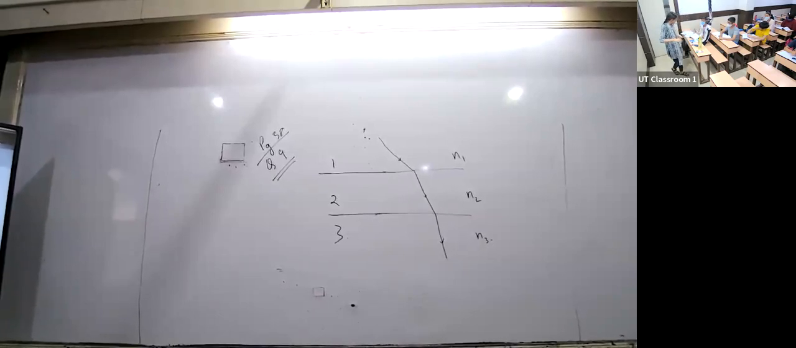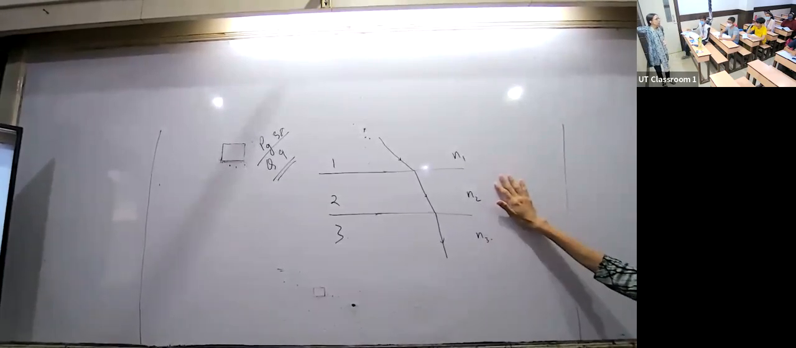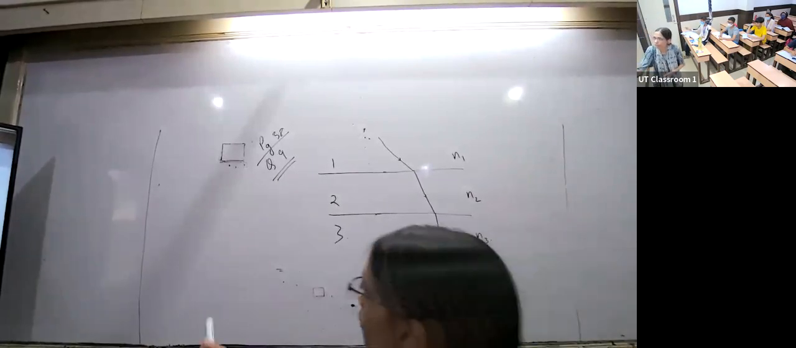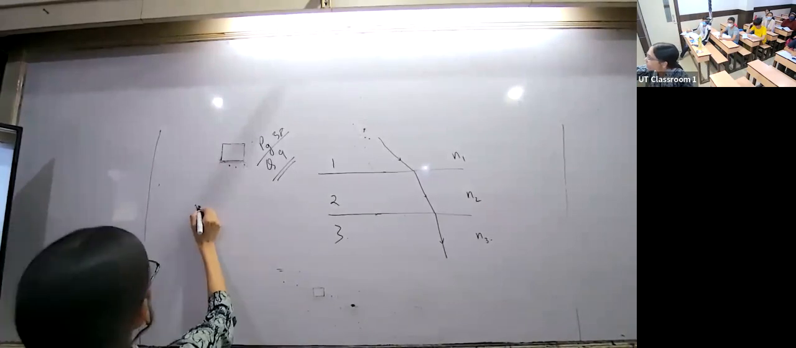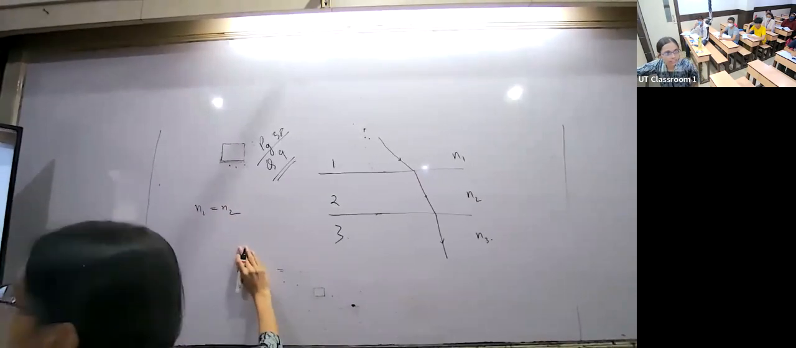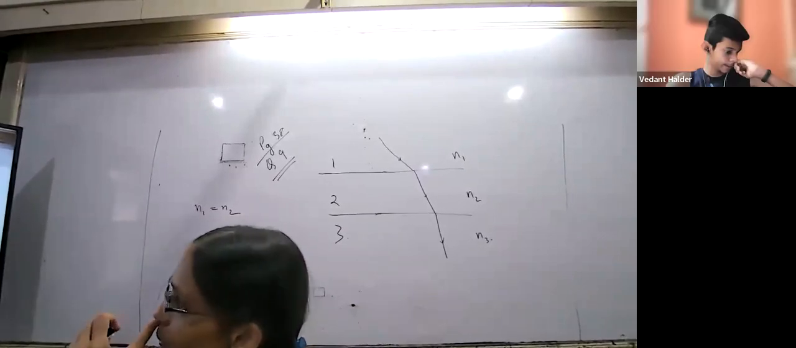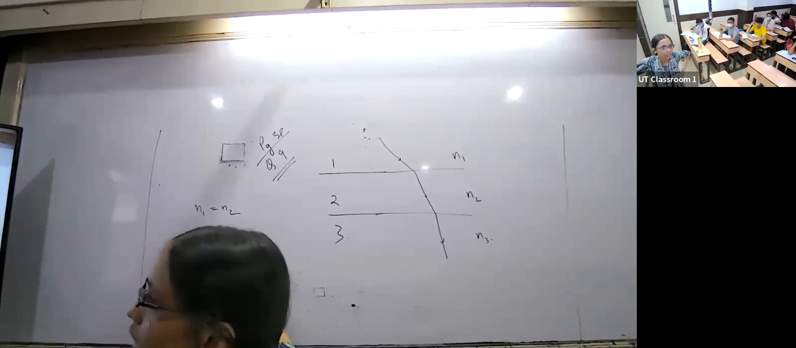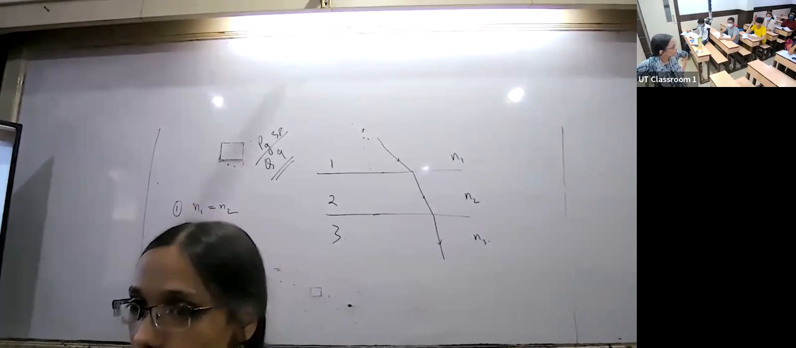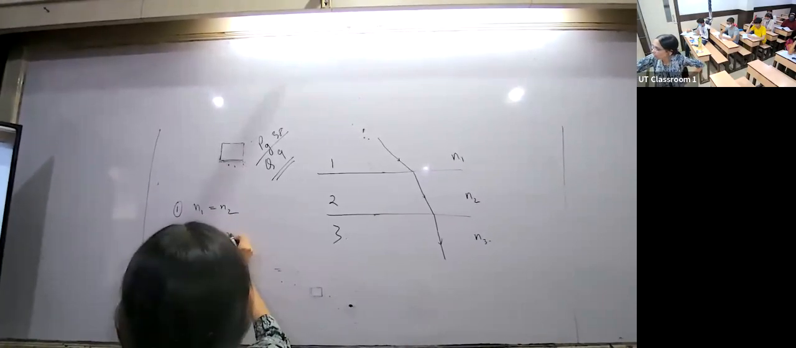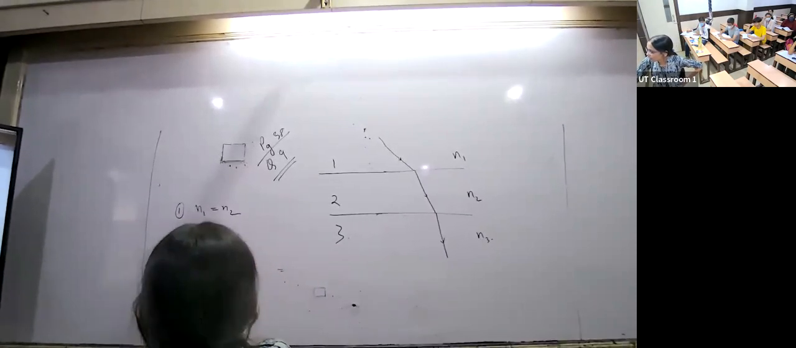Okay, this is the first class, but still you try to solve it because we have discussed it. Let me give you all the options. The first option: N1 is equal to N2. Vedant and Aditya, what are your answers? Ma'am, I think it is D. Okay. Second: N1 is greater than N2. N2 is greater than N3. N3 is greater than N1.